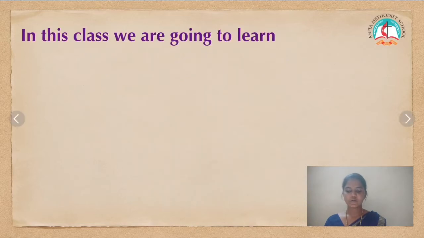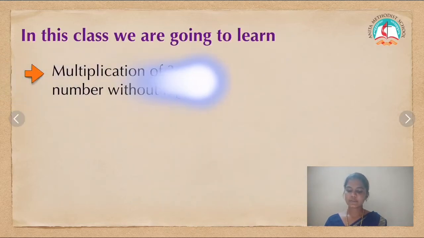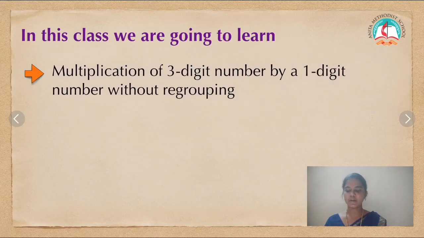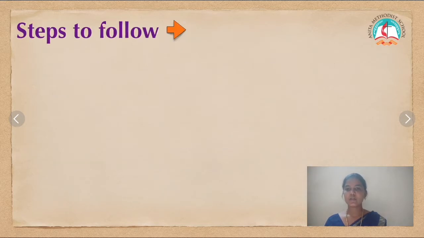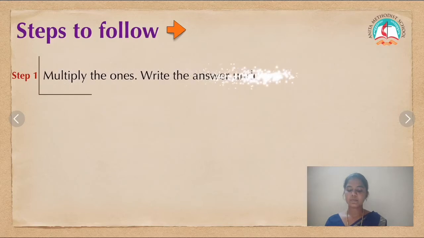In this class, we are going to learn how to multiply a 3-digit number by a 1-digit number without regrouping and the multiplication of a 3-digit number by a 1-digit number with regrouping. So here are the steps we need to follow when we multiply. Step 1: Multiply the ones, write the answer under the ones column.